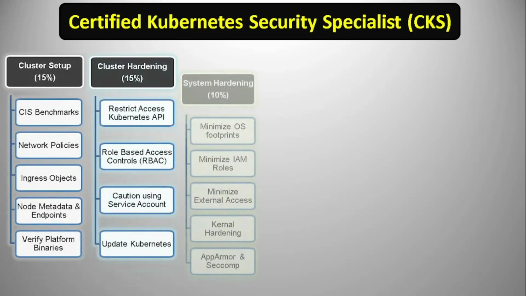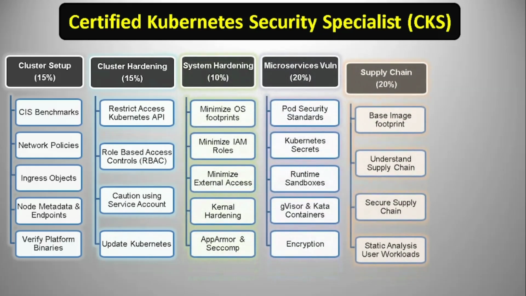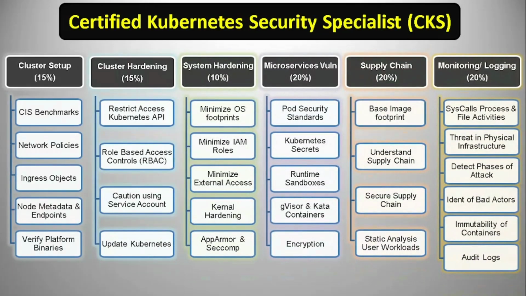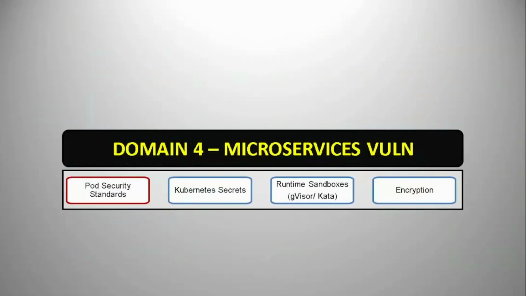Continuing with CKS exam essentials, the curriculum outline broadly divided into 6 domains is flashed on the screen. In today's video, we will start the fourth domain, which is Microservices Vulnerability, having 20% weightage as per the September 2024 format. This domain covers use of appropriate pod security standards, management of Kubernetes secrets, implementation of isolation techniques such as runtime sandboxes, and implementing pod-to-pod encryption. Today, we will discuss pod security standard.